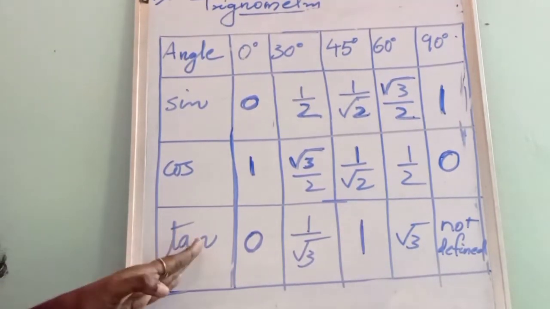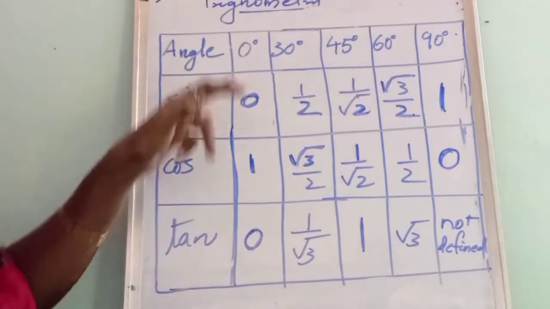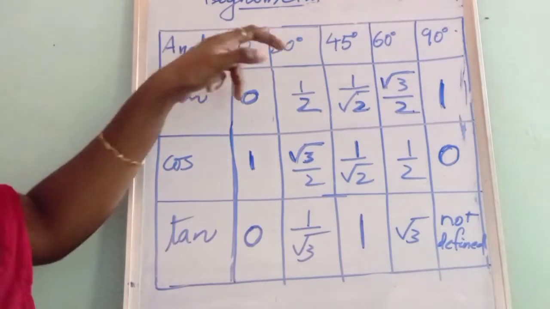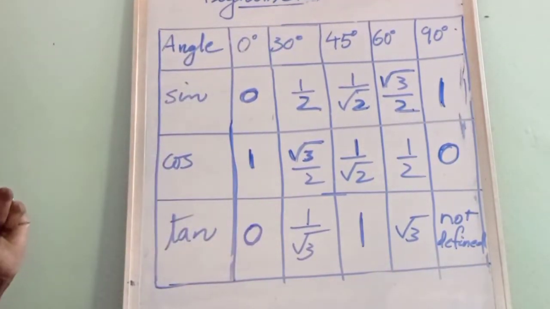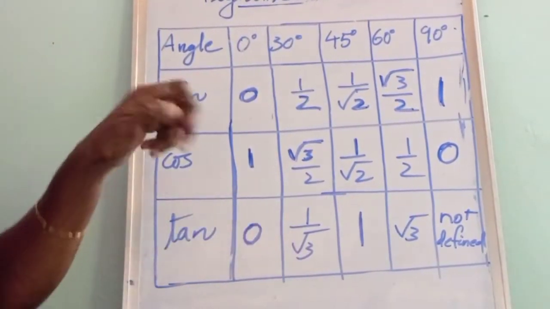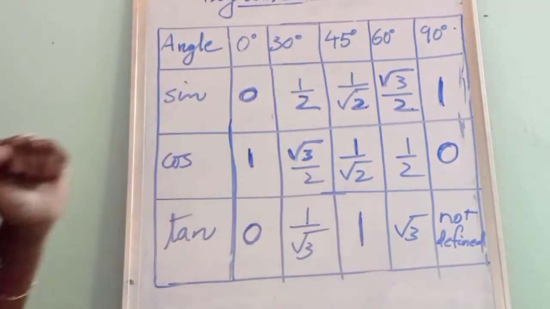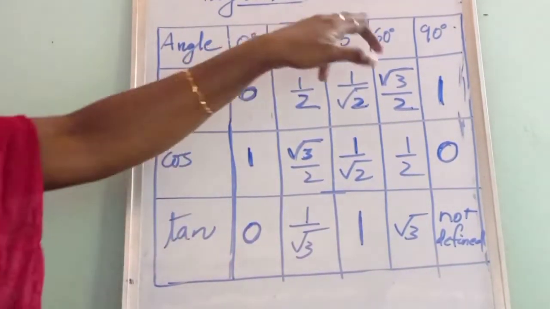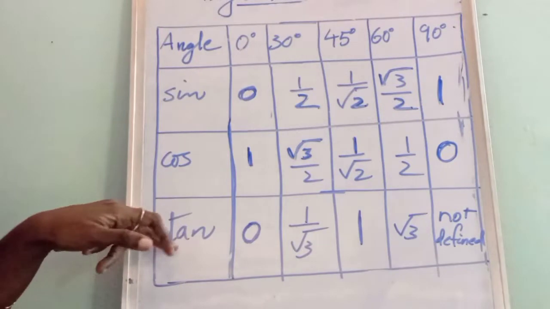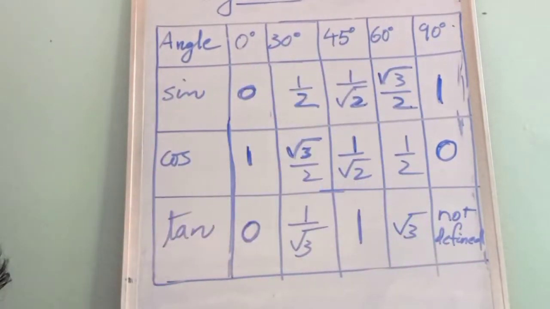The next comes tan. The value of tan 0 is 0. Then tan 30 is 1 by root 3. Then the value of tan 45 is 1. Then the value of tan 60 is root 3. And tan 90 is not defined.